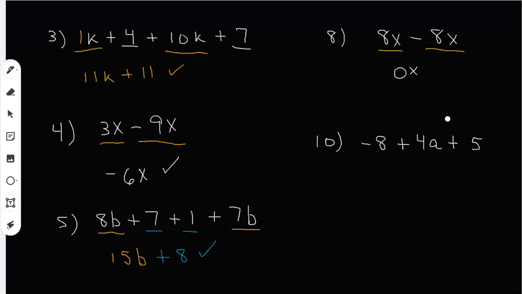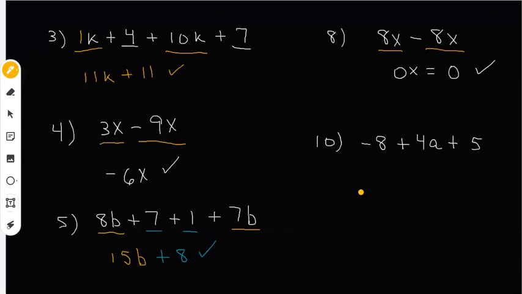Well, if I have 0x, that would be the same thing as 0, right? Because if I have 0x, what I'm actually doing is I'm multiplying 0 by x. And anything times 0 is 0, right? So that's how I get 0 for my answer. And anytime you're subtracting and you have the same thing, when you subtract them, they basically cancel out, right? So that's another reason why I get 0 for my answer. All right.